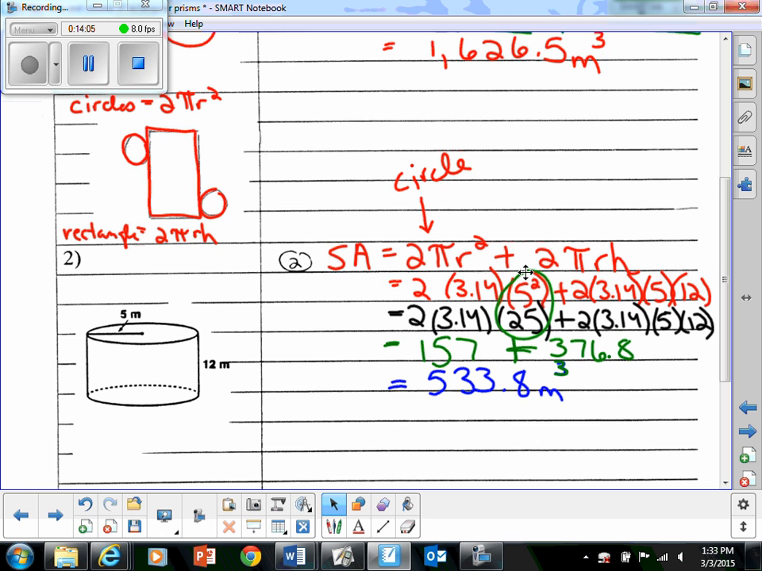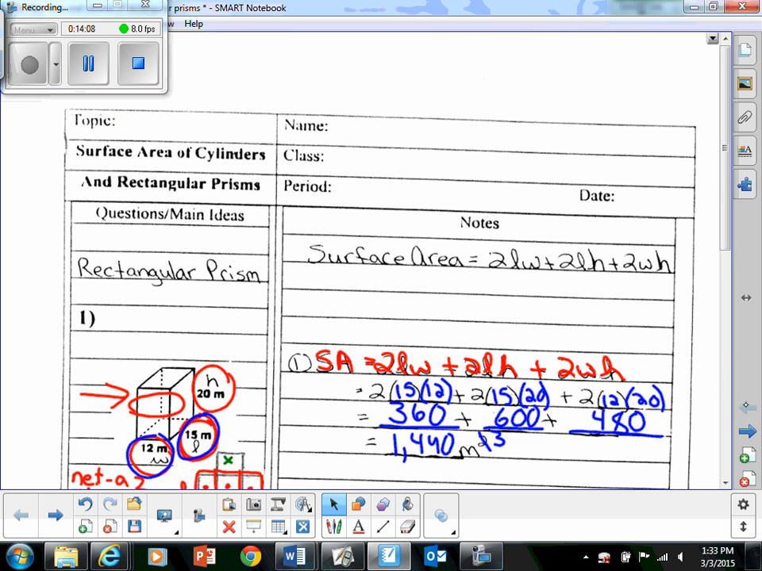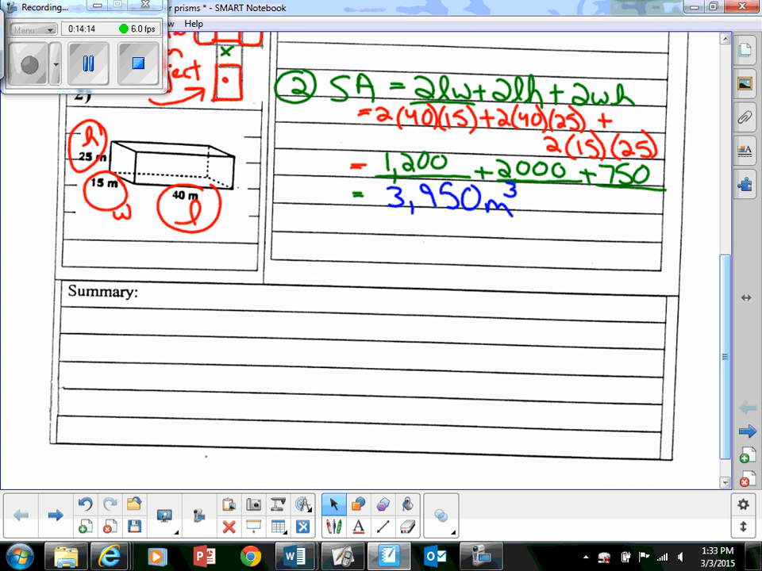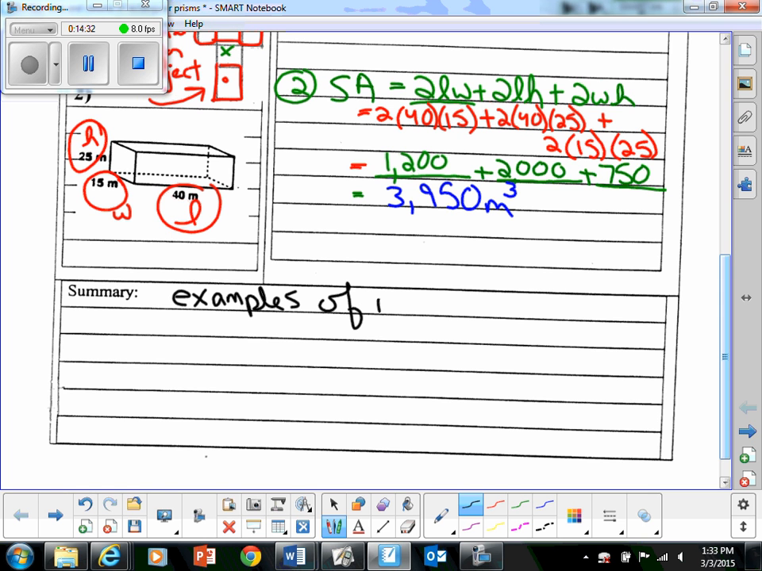All right, so now we're going to go back to the first page, down at the bottom where it says summary, and I want you to come up with some examples of rectangular prisms and cylinders in everyday life. Try to get 3 or 4. Okay, so examples of rectangular prisms and cylinders in everyday life.